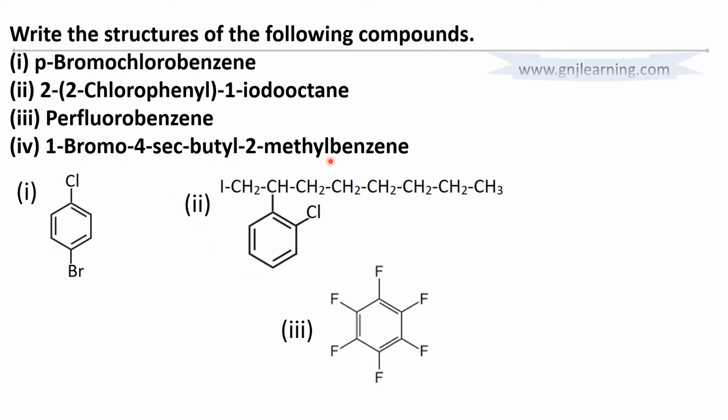1-bromo, 4-secondary butyl, 2-methyl, which means that benzene has 3 branches. So if I draw benzene, on the first position I have bromo, on the second position I have methyl, and on the fourth position I have secondary butyl. Secondary butyl means attached to the second carbon atom of butane. So let us see that. I have 1-bromo, 2-methyl, and on the fourth carbon atom, I have this secondary butyl. Secondary butyl means it is attached to the second carbon atom of the butyl chain. Clear? So this is all about naming of haloarenes.